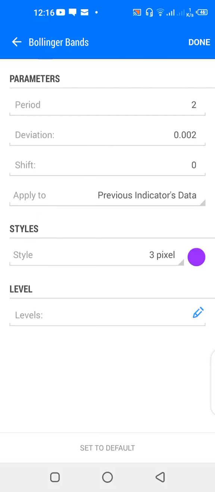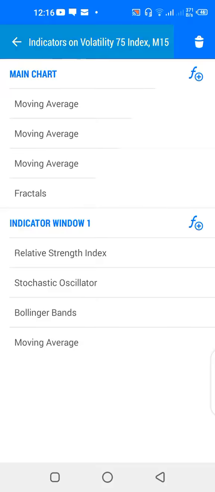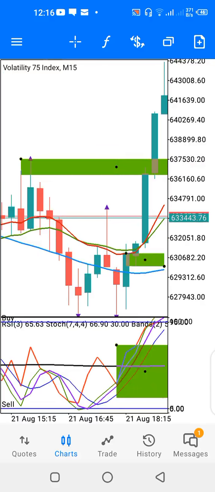We also have Bollinger Bands. The period is 2. Deviation is 0.002. Shift is 0. Apply to previous indicator's data. Color is purple. Then we have a moving average. Period is 200. Shift is 0. Method is simple. Apply to first indicator's data. Color is black. Now, how does this strategy work for the indicator window 1?